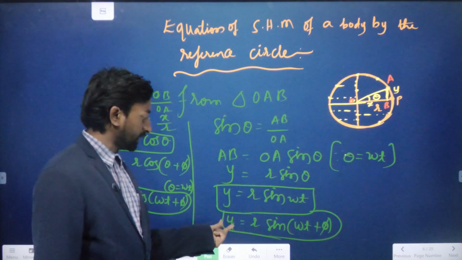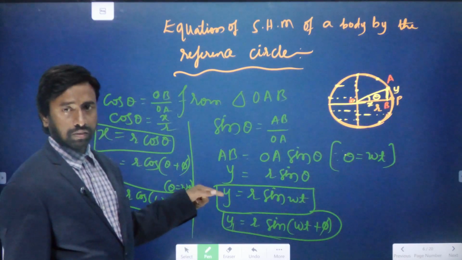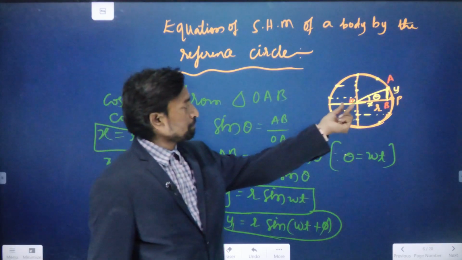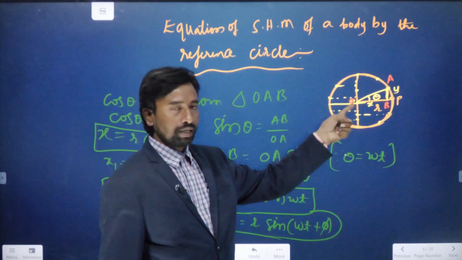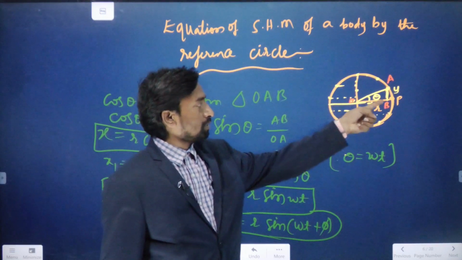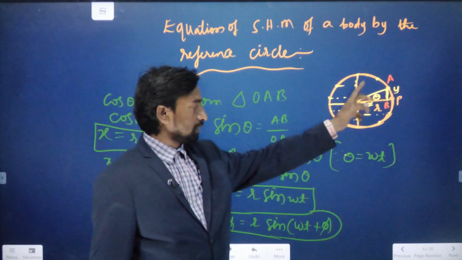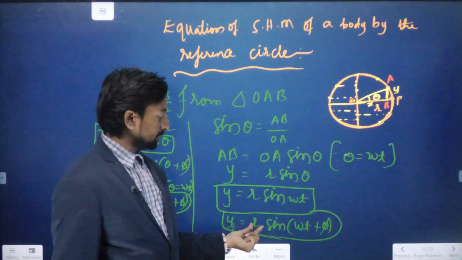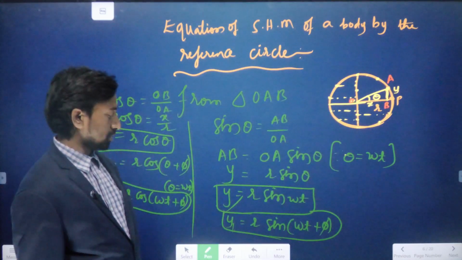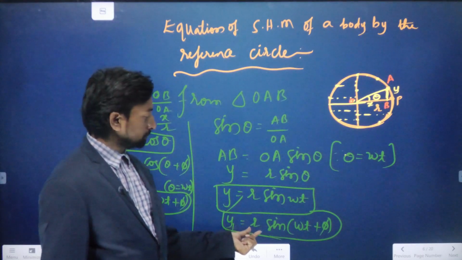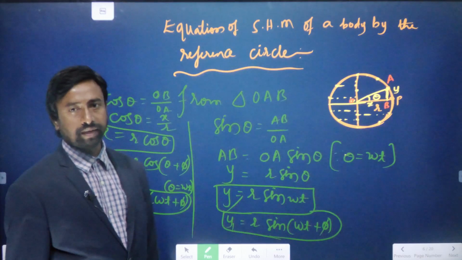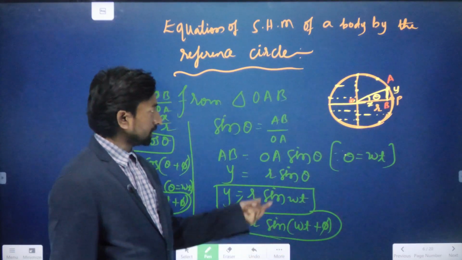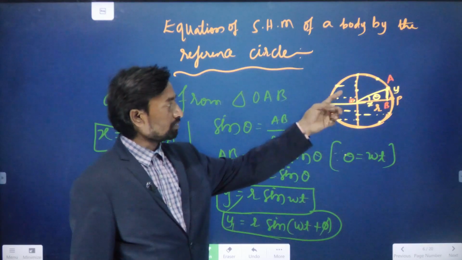Now y is the displacement of the particle which is in simple harmonic motion, and this r will be the amplitude. We have discussed the amplitude, the maximum displacement from the mean position. What is the mean position here in this reference circle? That is the center. The displacement from the center is nothing but the amplitude. In the displacement equation, this r represents the maximum displacement from the center, from the mean position, okay. So r will be the amplitude, omega will be the angular frequency or angular velocity, and t will be the time of the particle at different instants of time, okay.